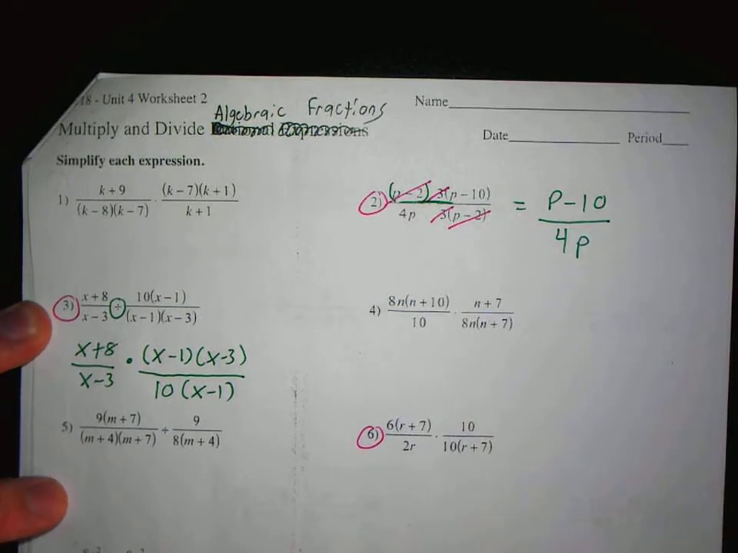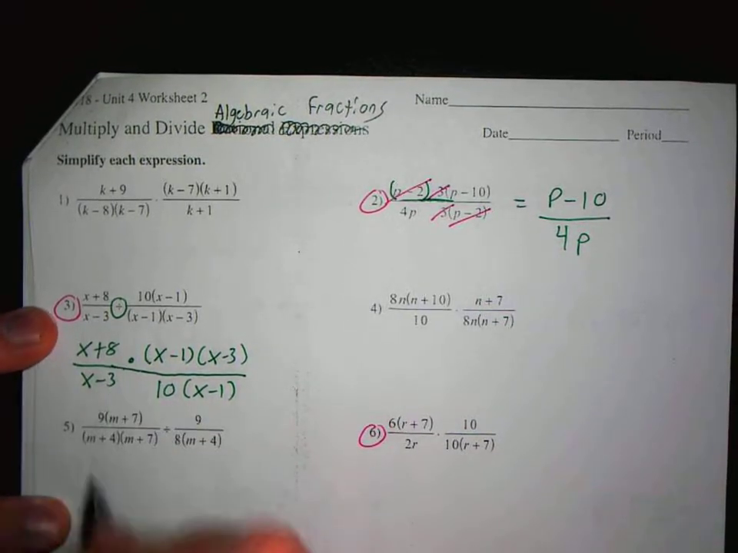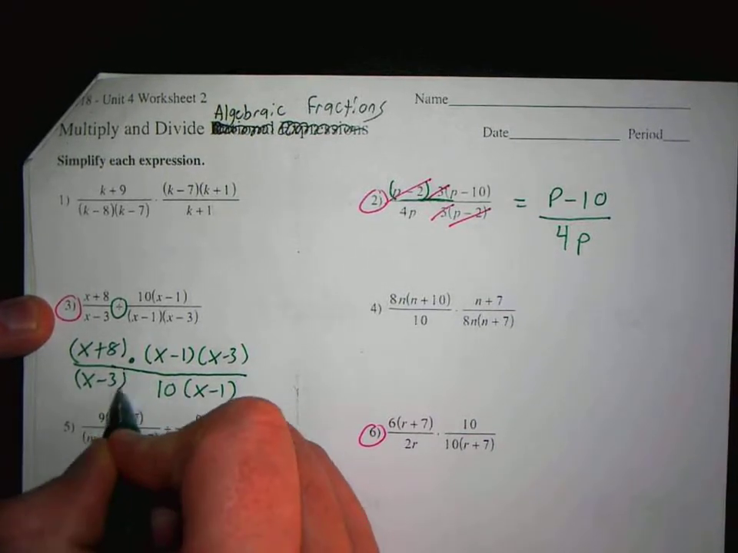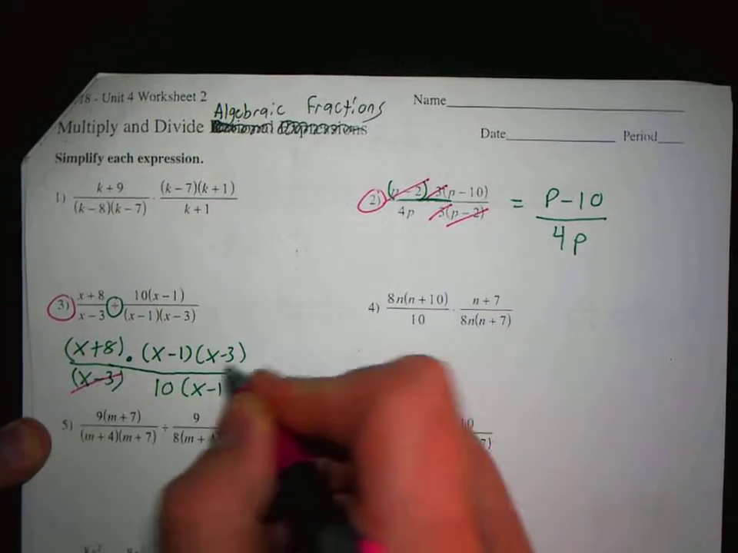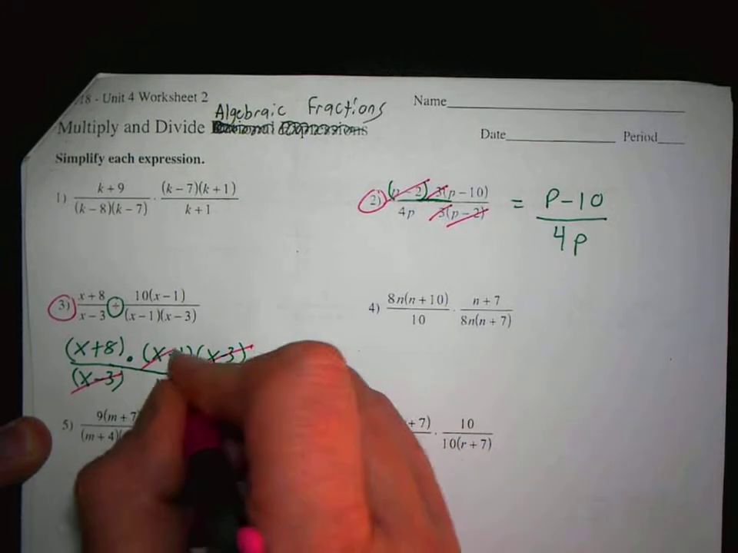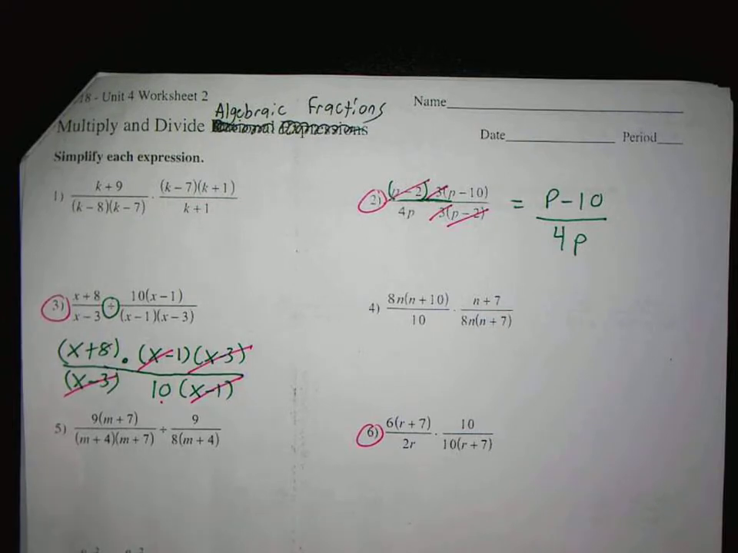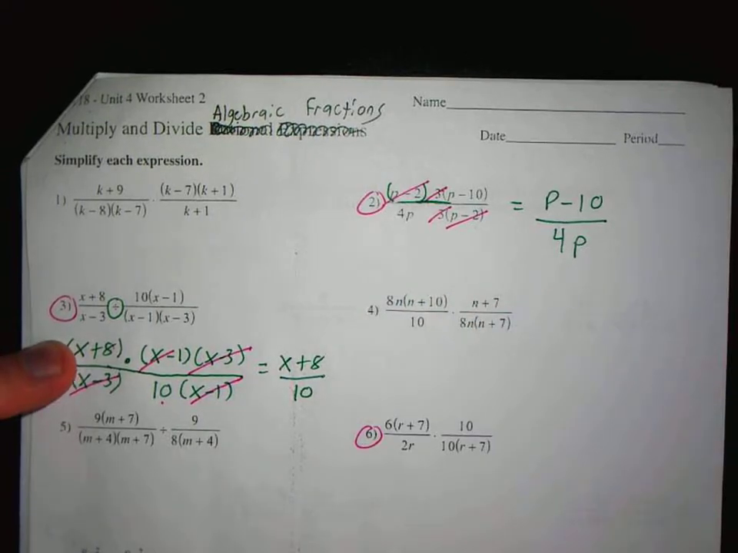And like I said before, usually now you're supposed to rewrite this all again. I usually just make it one big fraction, right? And when I do that, anything that was together with pluses or minuses, I put parentheses to remind myself that they were together, so that they don't accidentally get mixed in. So what are the common factors to cancel? X minus 3, what else? X minus 1. Can I reduce 8 over 10? Nope, because x and 8 are together, right? So I get x plus 8 over 10.